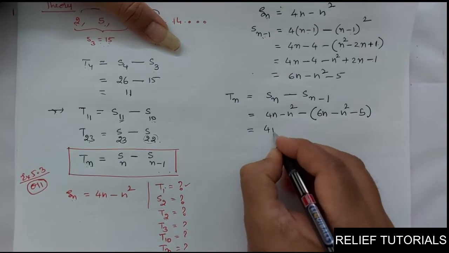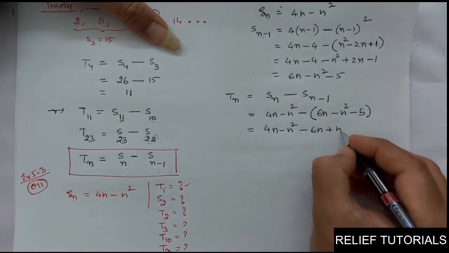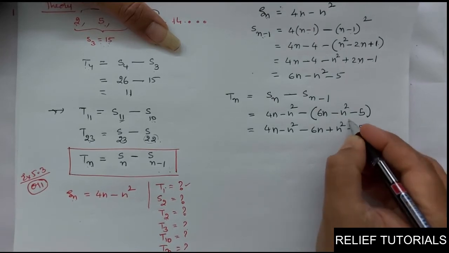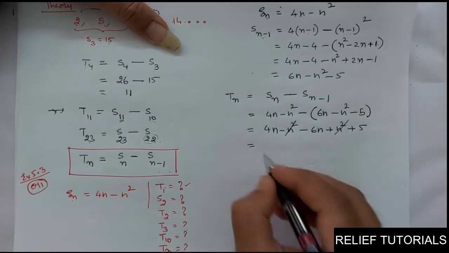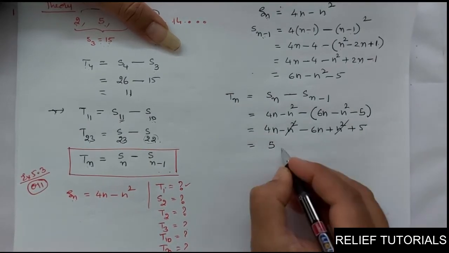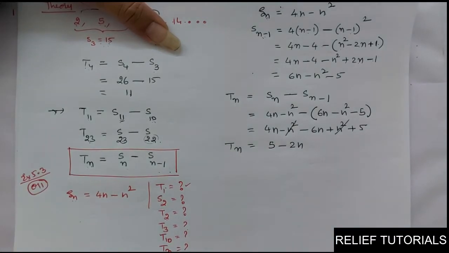Now you will open the bracket: 4n minus n square minus 6n plus n square plus 5. So this plus n square minus n square cancel. 5 will write, 4n minus 6n, you will get minus 2n. So you got Tn is equals to 5 minus 2n.